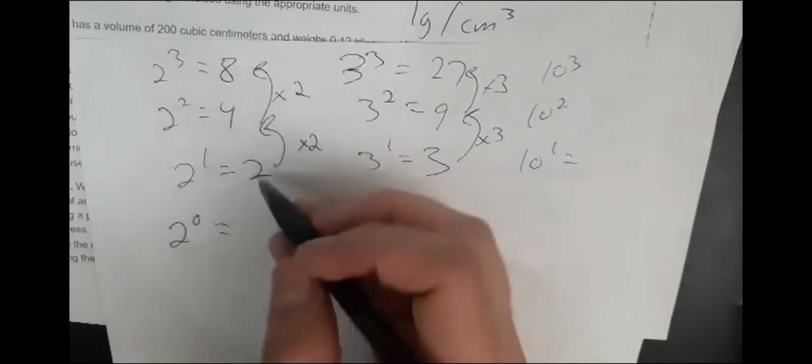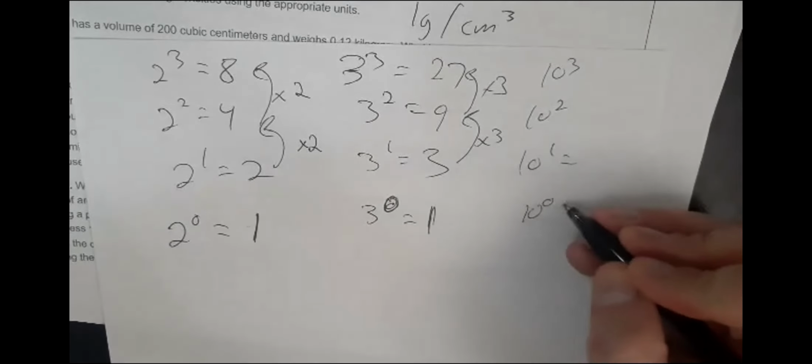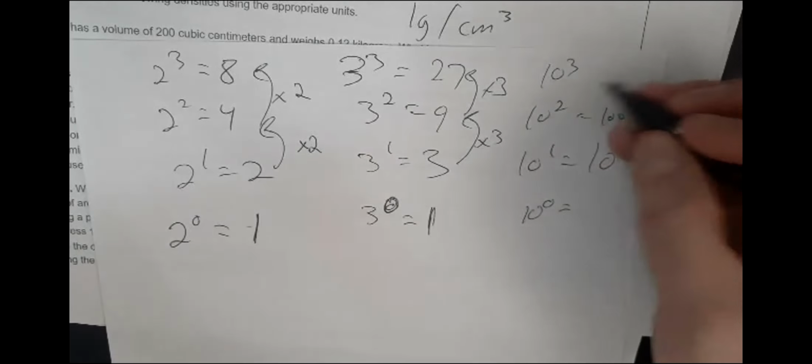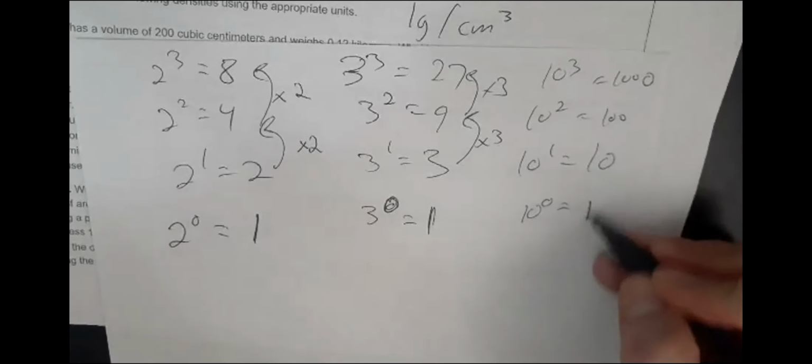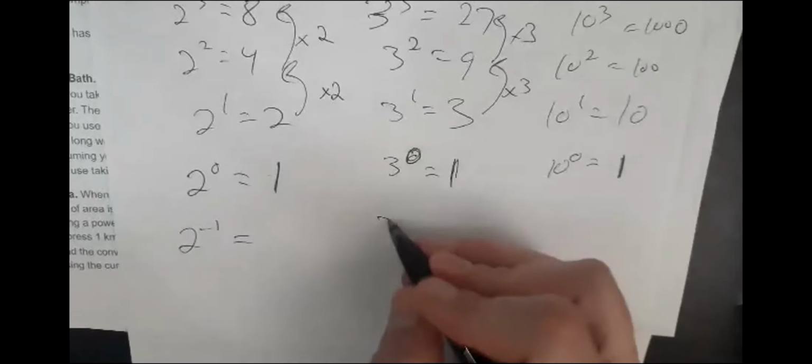So for multiplying by 2 to go up, how are we going to go down? What's the opposite? Divide by 2. So if I divide 2 by 2, what am I going to get? 1. If I divide 3 by 3, what am I going to get? And if I divide 10 by 10, what am I going to get? So everything to the 0 power, except for 0, is 1. We're not going to talk about 0 to the 0. That'll start some fights.